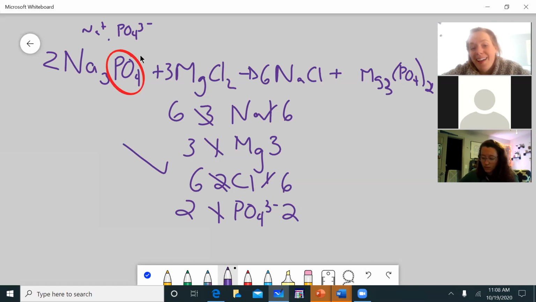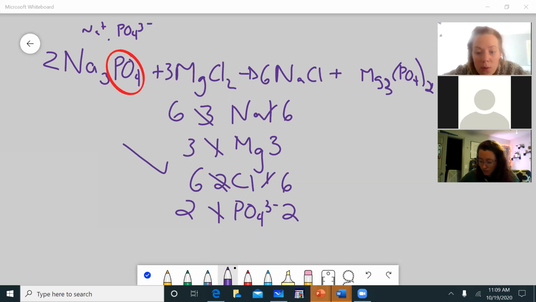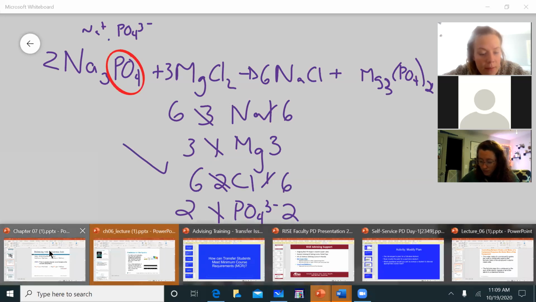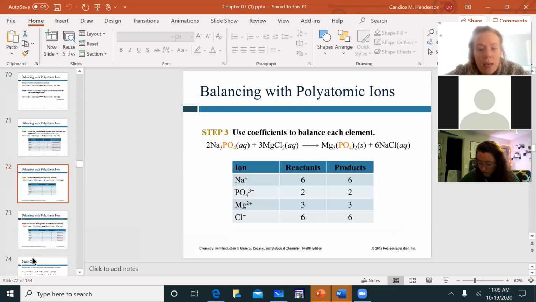So when you can, treat the polyatomic as a whole unit instead of having to add up all the phosphoruses and add up all the oxygens. Just treat it as a unit and then take inventory from that. So let's have you do an example or two of a balanced equation with a polyatomic ion. Again, take inventory of it together.